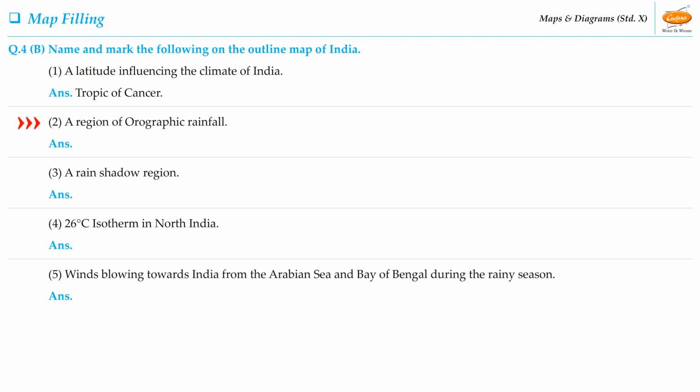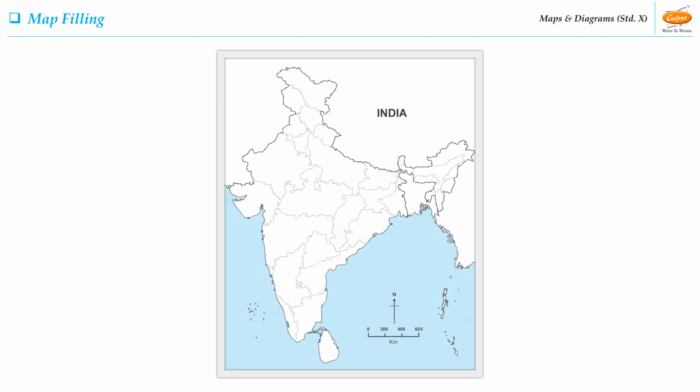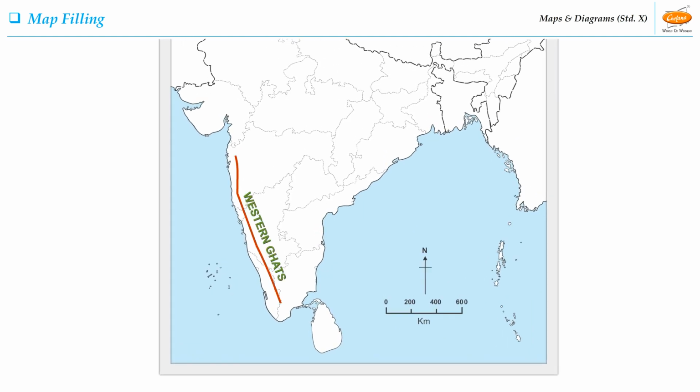Let's move to the second question now. Which is the region of orographic rainfall? Students, a region of orographic rainfall is the Western Ghats.